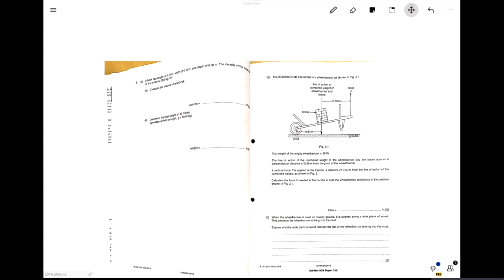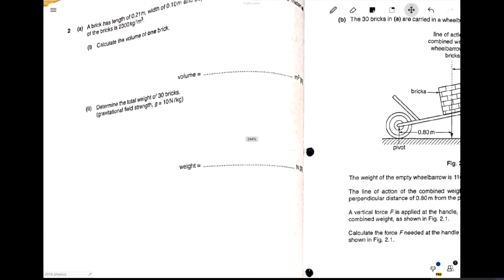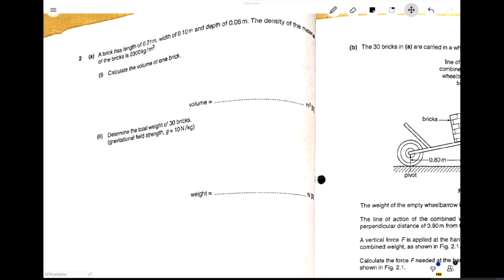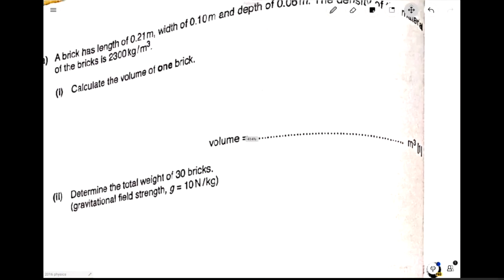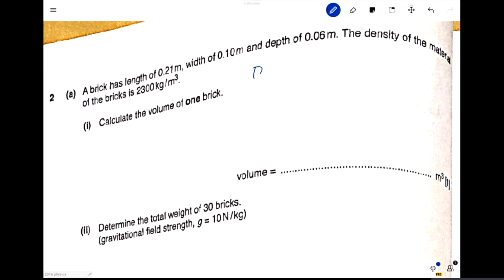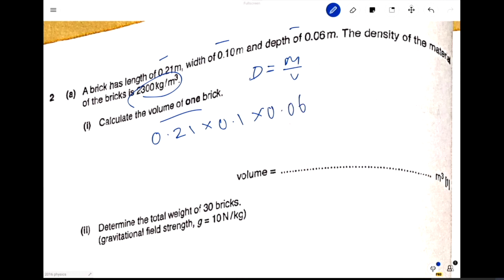Next one. Question 2. A brick has length 0.21, width and depth. The density is 2300. Find the volume. So what's the formula for volume? Density equals mass over volume. So we are given the density. You want to find the volume. First find the volume. Length times breadth times height. So it's 0.21 times 0.1 times 0.06, and we get 0.00126. Alright, so rounded off is 0.0013 meter cube.